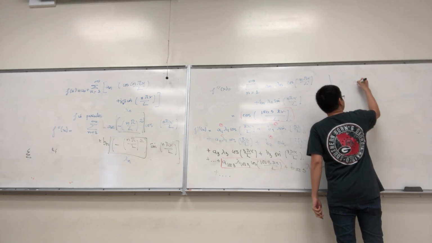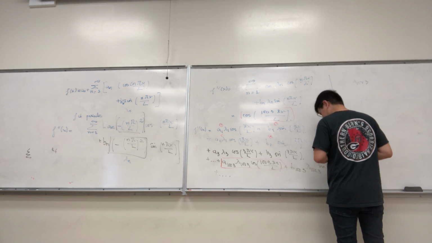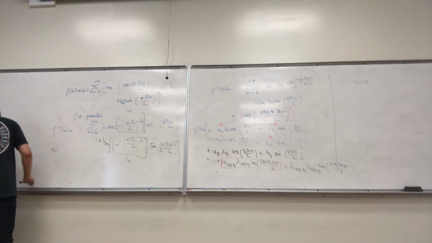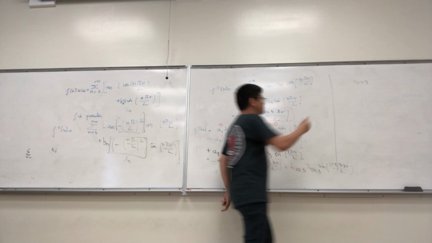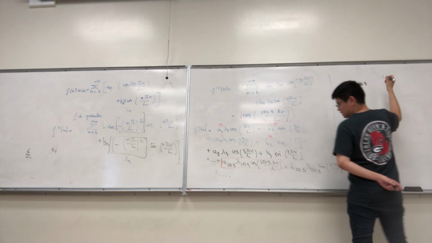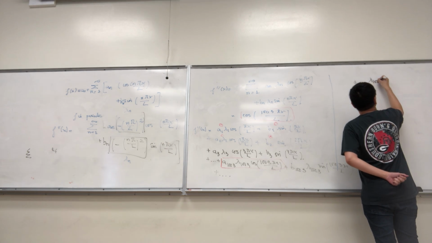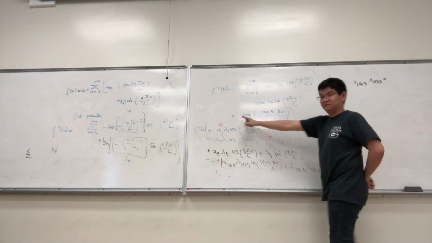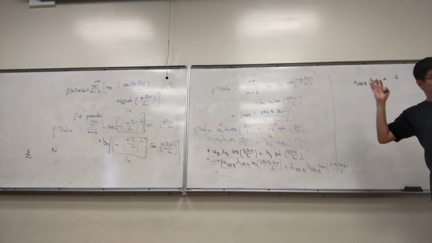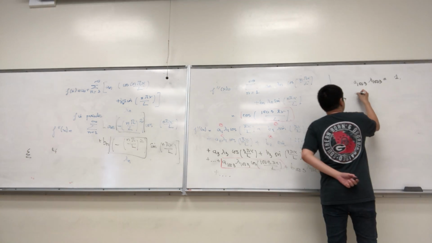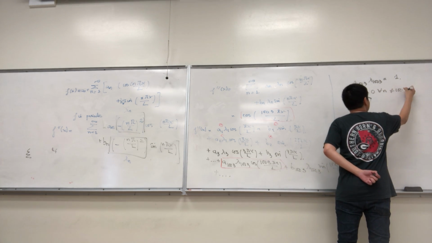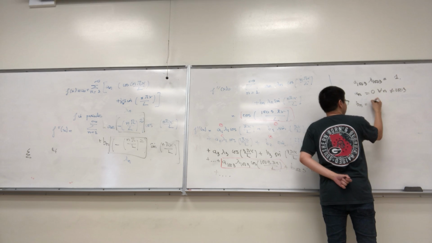So you have A1003 lambda 1003, which is going to be 1. The other terms are 0. An will be 0 for n different from 1003, and bn will be 0 for n different from 1003.